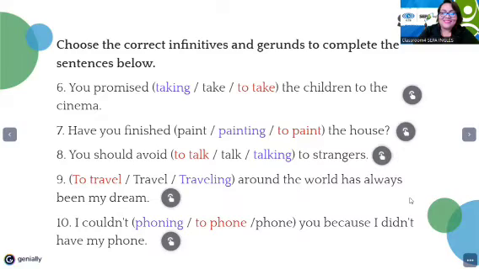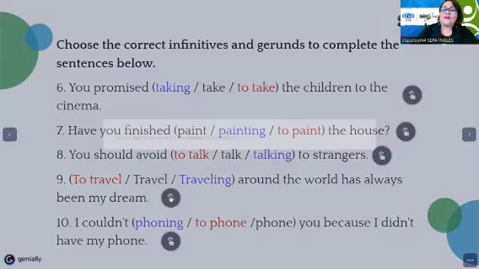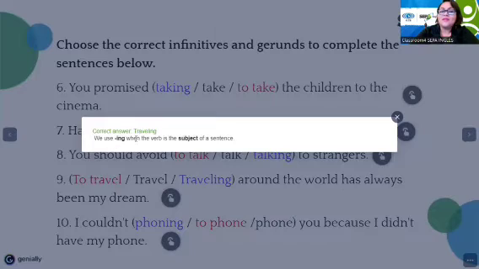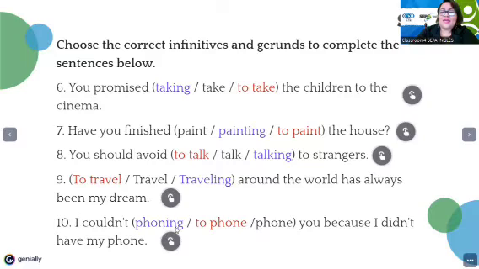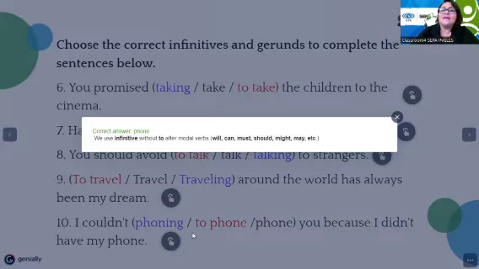Number 9, to travel or traveling around the world has always been my dream. And the correct answer is, we use ing when the verb is the subject of a sentence. The correct answer is traveling. Number 10, I couldn't find to phone you because I didn't have my phone. What is the correct answer? In this case, the correct answer is phone. We use the infinitive without to after modal verbs.